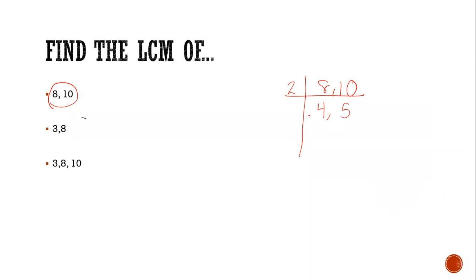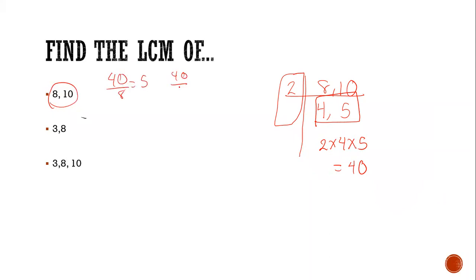Since there isn't any other number, the LCM will be what's on this side times what's left here. So that will be 2 times 4 times 5. 2 times 4 is 8. 8 times 5 is 40. The LCM of 8 and 10 is 40. And if you check it, 40 divided by 8 is 5. 40 divided by 10 is 4.